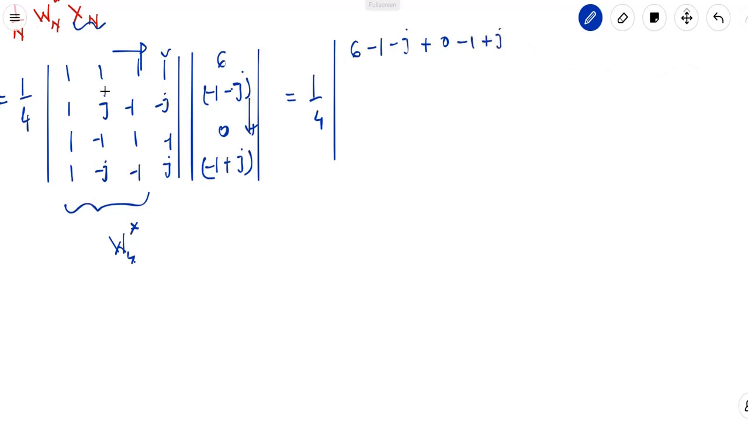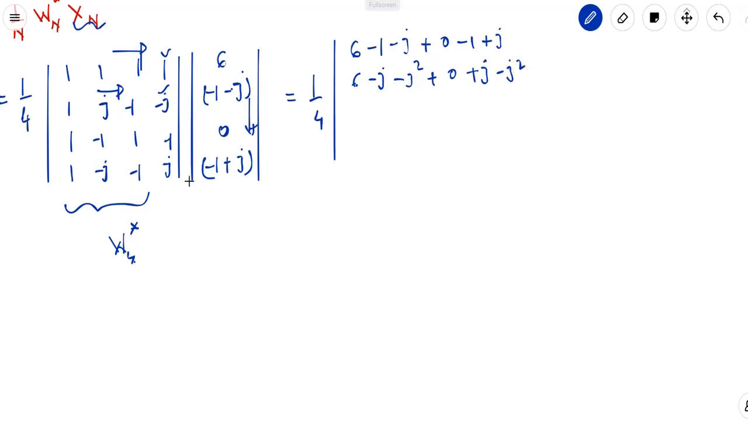Okay, we'll go for the second row. This is the second row and the same column. So this becomes 6. This value into this value becomes minus j, so minus j square. The next value is 0, so I'll directly write plus 0. The last value is minus j, which has to be multiplied with this, so this becomes minus into minus plus j, so minus j square.